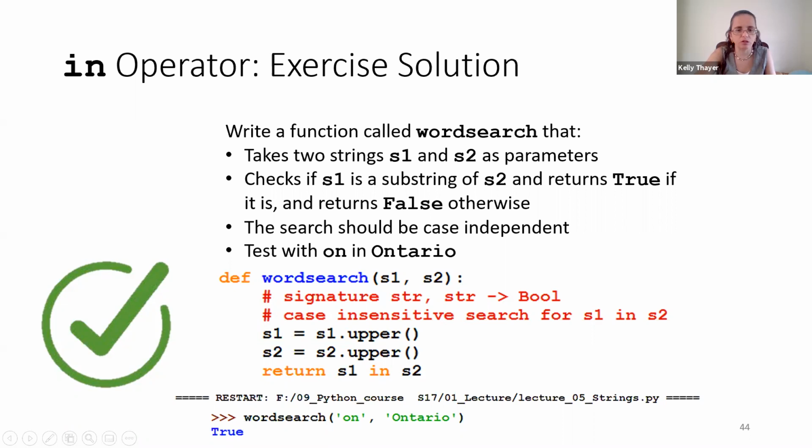So for example, is on in Ontario? That should return true because it should be case invariant. Notice that we had this problem, the capital O, but we've overcome that by converting everything to uppercase here. So this is how this will work.